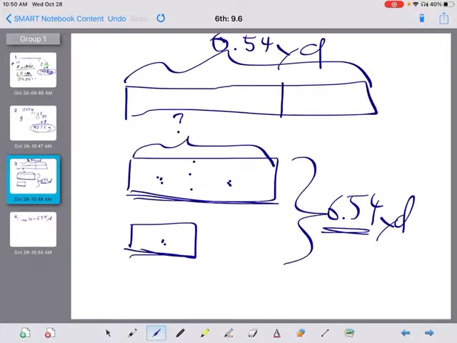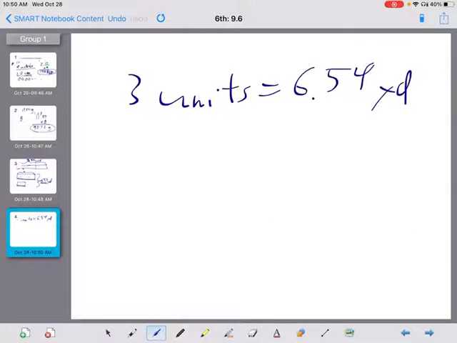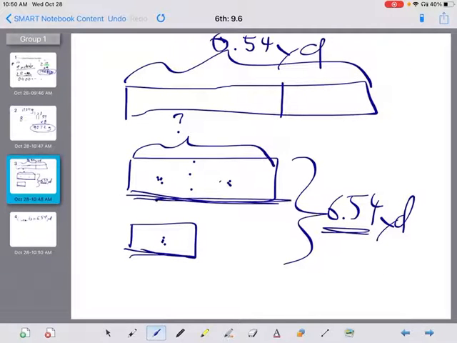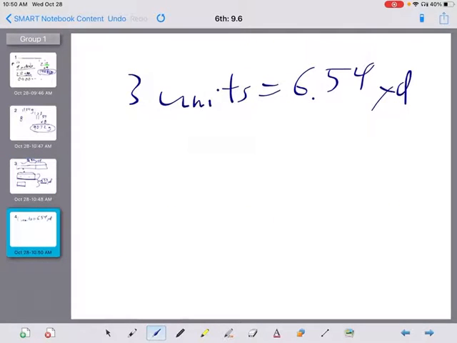Because it is 3. We've got 1, 2, 3 of them are the same thing. So 3 units is 6 and 5400ths yards. We're trying to figure out how much 2 units is. So we're trying to get from 3 units to 2 units. Well, before we get from 3 to 2, we have to get to 1 unit. So figure out what 1 unit is.